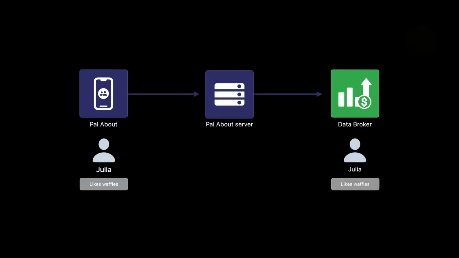And even if the PalAbout client code doesn't directly send my account identifier and my interest in waffles to the data broker, but instead this interest is sent to PalAbout's server, and the server later shares accounts interested in waffles with the data broker, this would require getting permission to track, even though my device isn't communicating with the data broker directly. We've now talked through how the definition of tracking applies to some example scenarios. For more information about how AppTrackingTransparency defines tracking, you can visit the User Privacy and Data Use page.